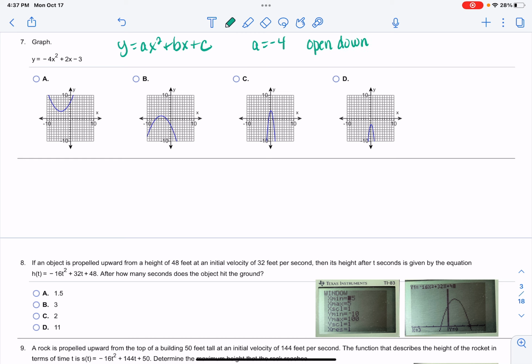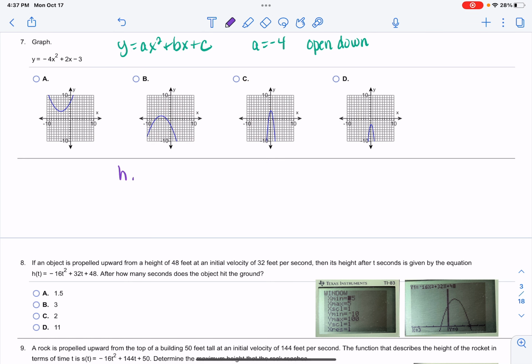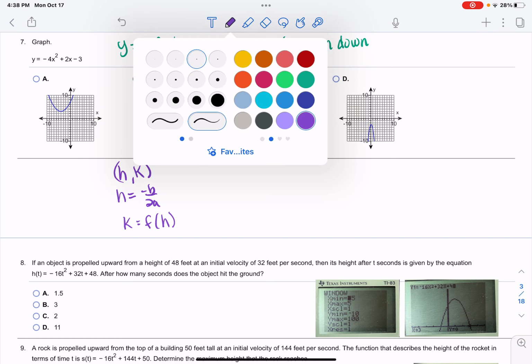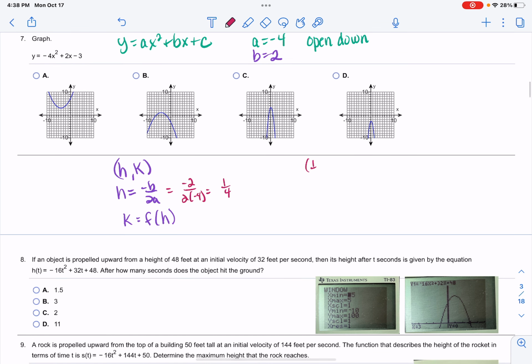But we also want to find the vertex. The vertex is found by finding h and k, where h is equal to negative b over 2a, and k is the value of the function when you plug in h. So using the coefficients a, b, and c, a is negative 4, b is positive 2, we can plug that in to get the value for h, which is negative 2 over 2 times negative 4. We can simplify that to 1/4. So that's part of the vertex. The vertex is at 1/4.